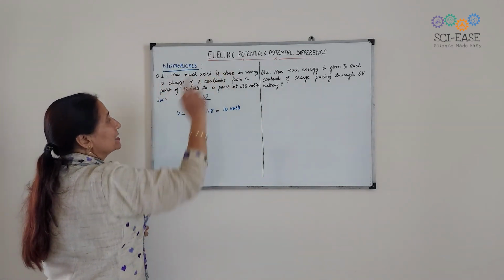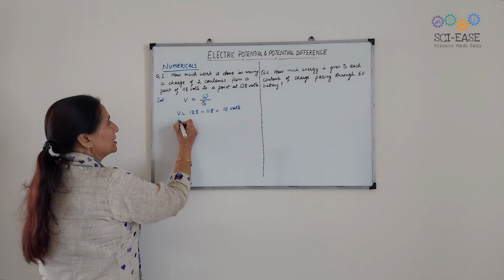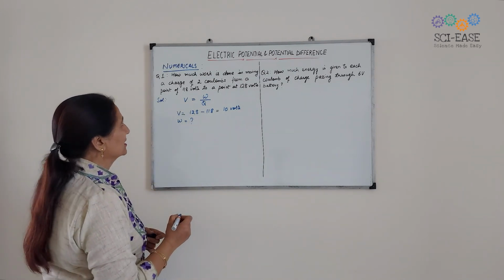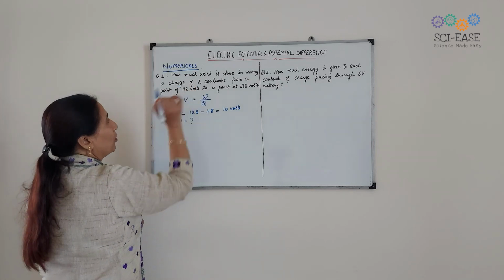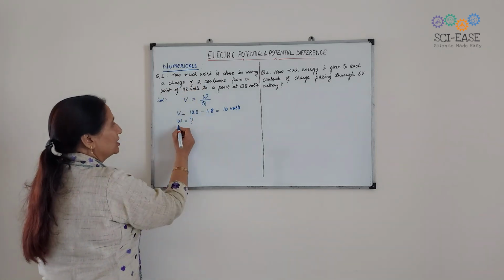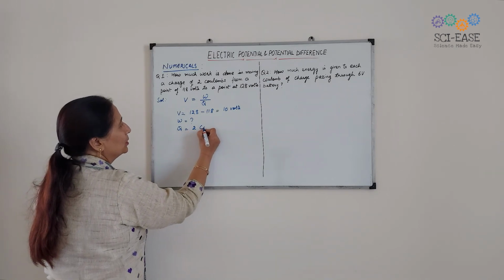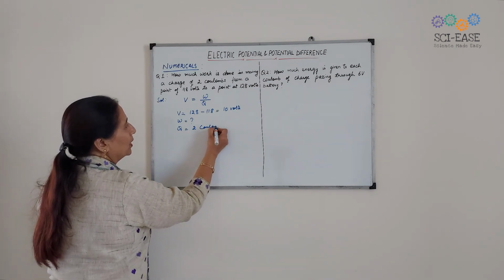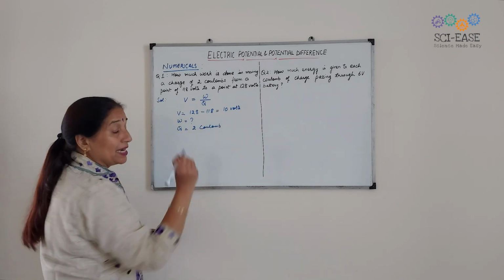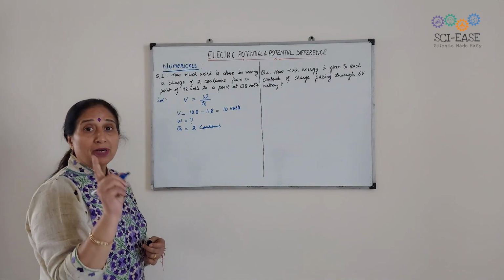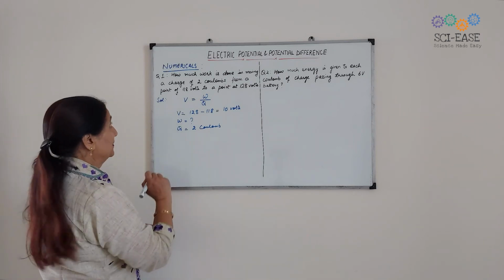How much work is done? We are to calculate work. And what is the value of the charge? Q is equal to 2 coulomb. You must write the units in the numericals, otherwise half a mark will be deducted.